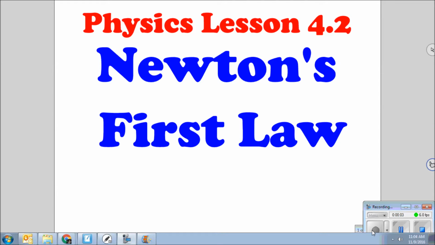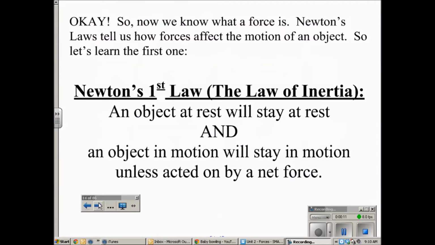All right, this is physics lesson 4.2. Here we go. So we already know what a force is. Newton's laws tell us how forces affect the motion of an object. So let's learn the first law.